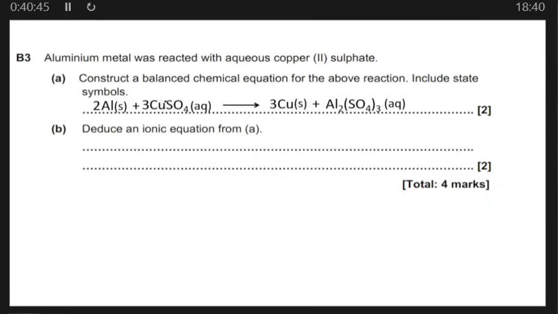This one, copper 2 here. 3, even copper 3 here. Then sulfur 3. This 3 is in front of also S. Even in this S here, there's a 3 outside here, so it is a 3. Then oxygen here, it is 4 times 3, 12. Here also oxygen 4 here times 3, 12. So it is balanced. Then B, they're saying deduce an ionic equation from A.